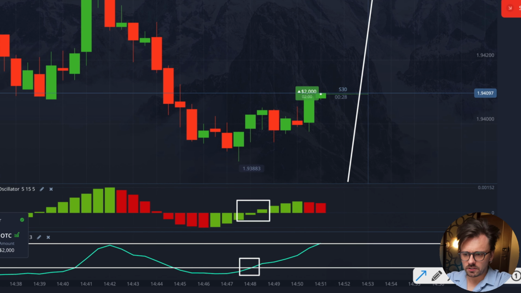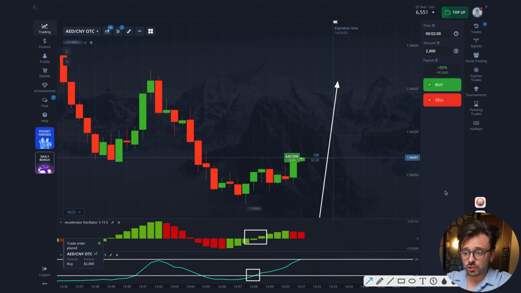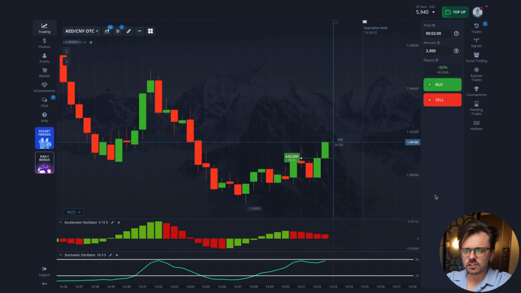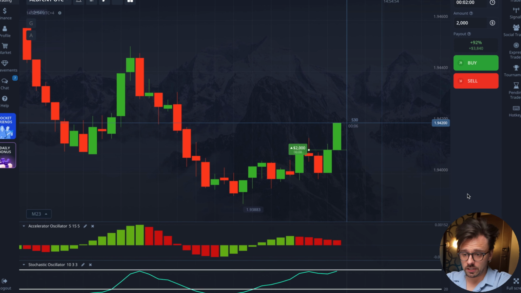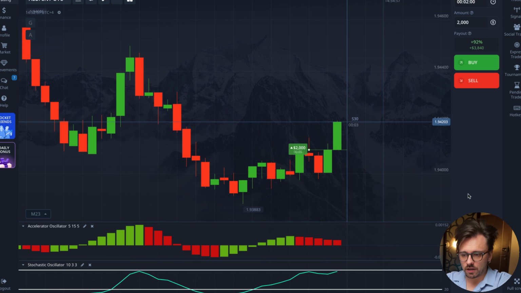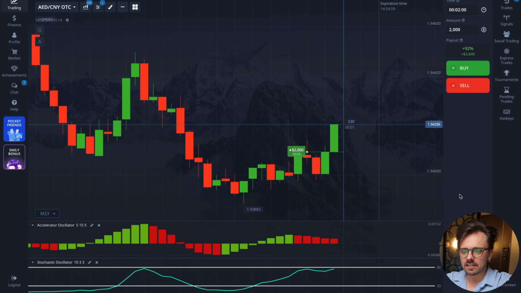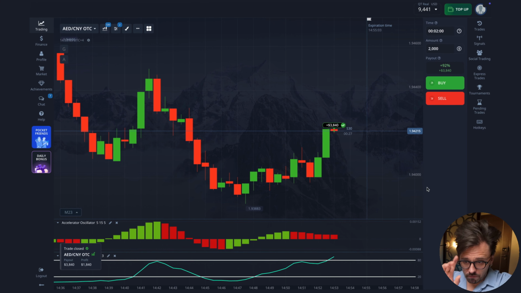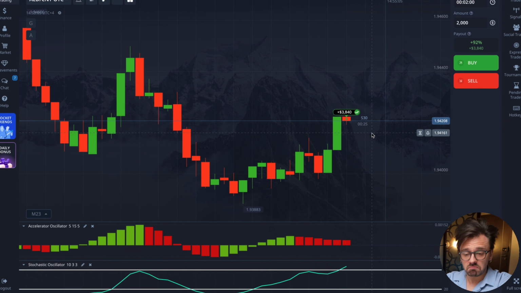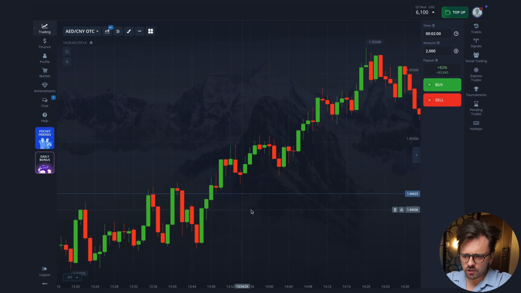The accelerator oscillator histogram has just flipped from red to green. This means the bearish impulse has ended and a bullish one is starting. Two green bars in a row, that's a confirmed buy signal. The latest green candle is large and closed above the previous bodies, breaking through the previous downtrend. All indicators are giving clear, simultaneous signals to go up. Now waiting for the result. $3,840. That's quite inspiring.